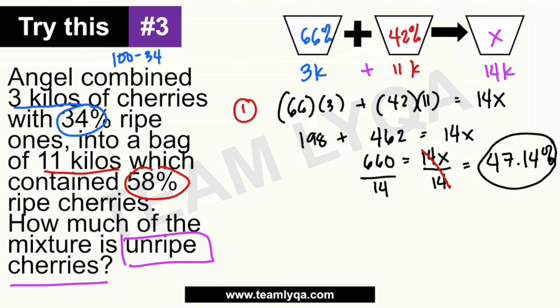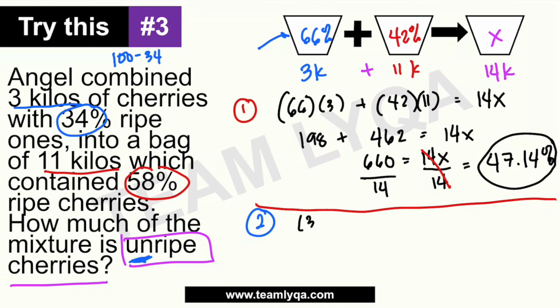There is another way of solving it. Okay? Ano yung pangalawang method? Ang pangalawang method would be, kukunin lang natin yung mga given, tapos yung magiging sagot, ibabawas natin siya sa 100%. Kasi nga, ang hinahanap natin is unripe, hindi ripe. Okay? Now, anong mangyayari dito? So, diretso ko na sa equation para makita natin yung difference kasi yung space natin, nandito sila lahat. You will have 34 times 3 plus, itong binigay na, 58 times 11 equals, tapos we have 14x.